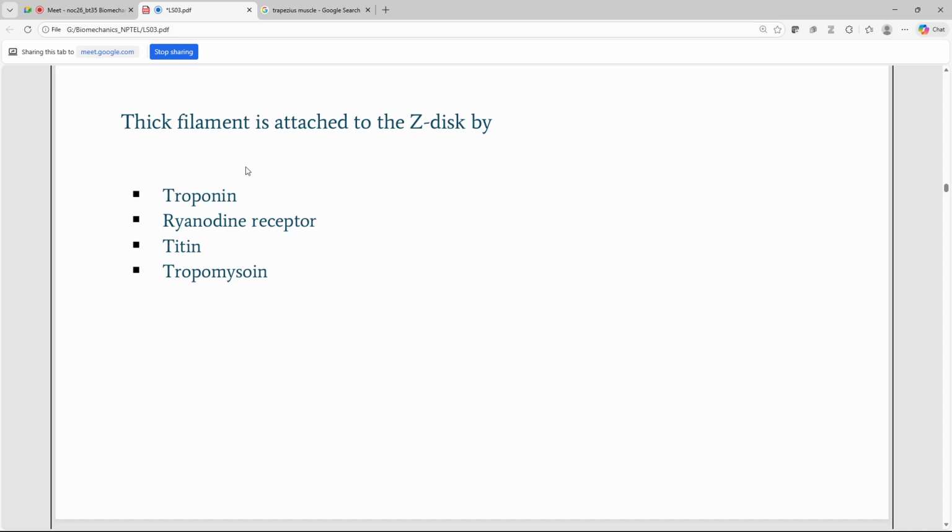Next question. The thick filament is attached to the Z disc by which of the following? Options are troponin, ryanodine receptor, titin, tropomyosin. So we have discussed there are two filaments, thick filaments and thin filaments. How thin filaments are attached to the Z disc we have already discussed. So here the question is how the thick filament is attached to the Z disc. Is it by troponin, ryanodine receptor, titin or tropomyosin?